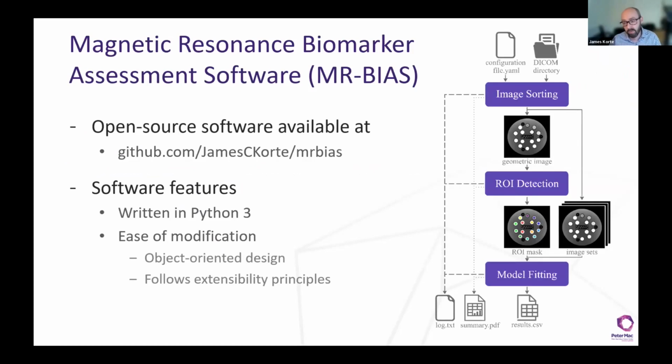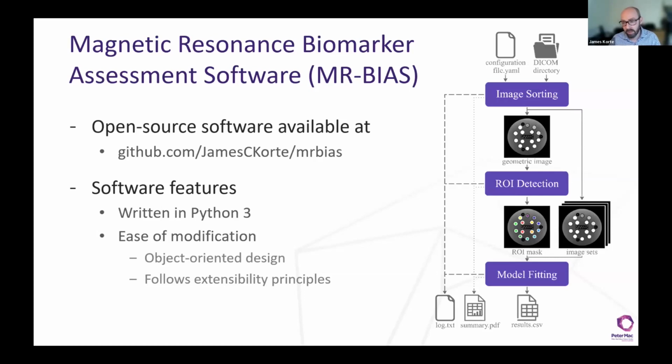Well, and to go over the main steps that it performs, essentially, you point it at a directory or a file of DICOMs on your hard drive, and it does these 3 main steps. So it first sorts your images into different image types. It will then do region of interest detection, so pick up each of these regions which you want to analyze, and then it'll fit a T1 or a T2 model to it, and then output some values.